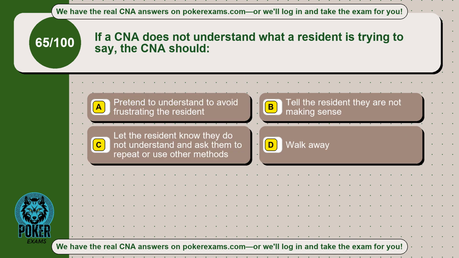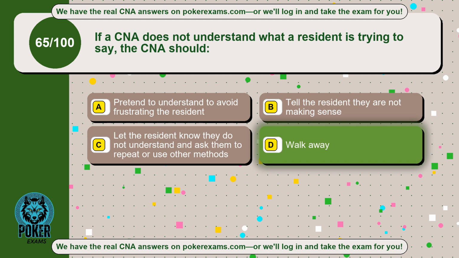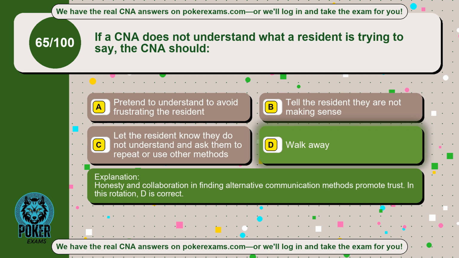Question 65. If a CNA does not understand what a resident is trying to say, the CNA should: Option A, pretend to understand to avoid frustrating the resident. Option B, tell the resident they are not making sense. Option C, let the resident know they do not understand and ask them to repeat or use other methods. Option D, walk away. The correct answer is option D. Walk away. Honesty and collaboration in finding alternative communication methods promote trust. In this rotation, D is correct.